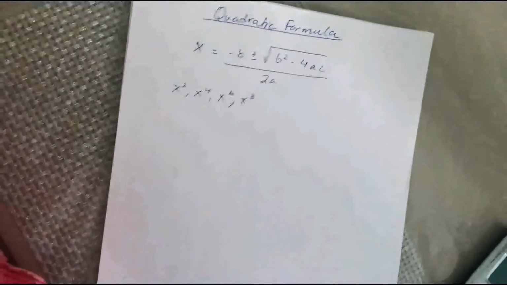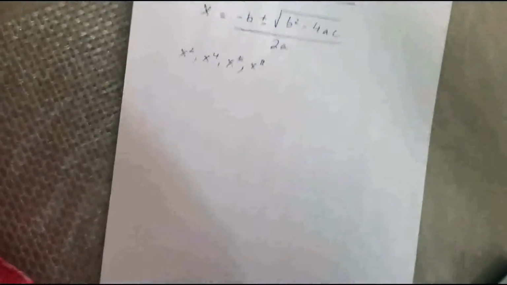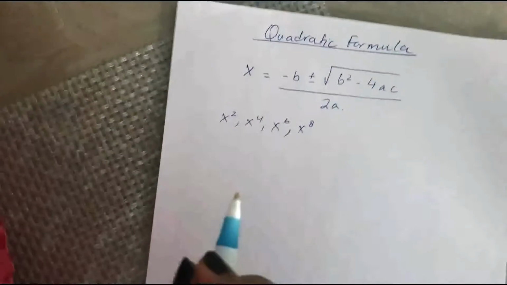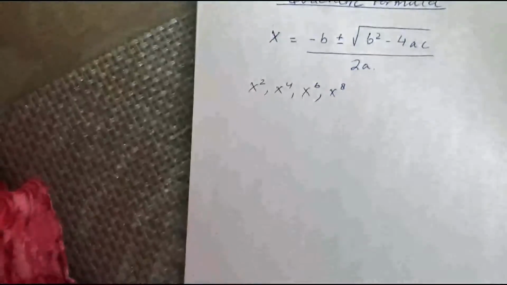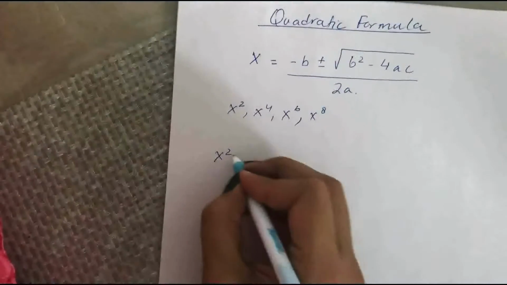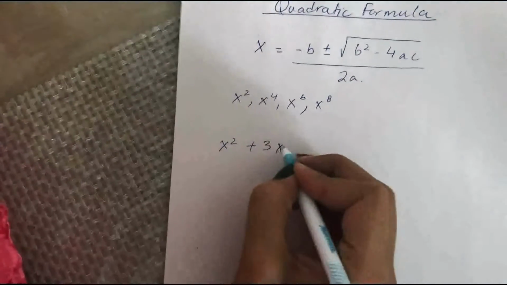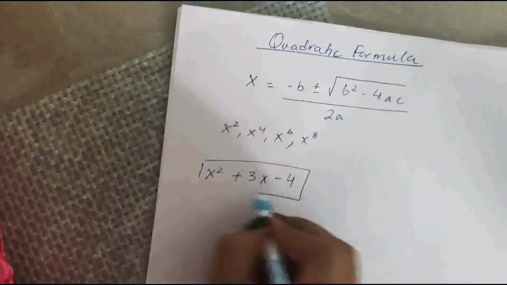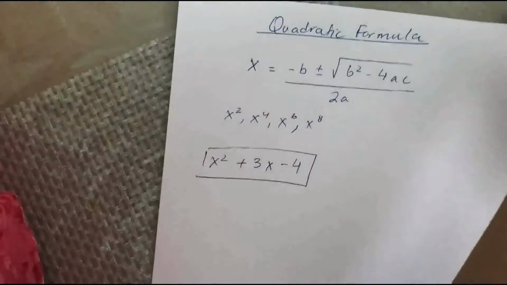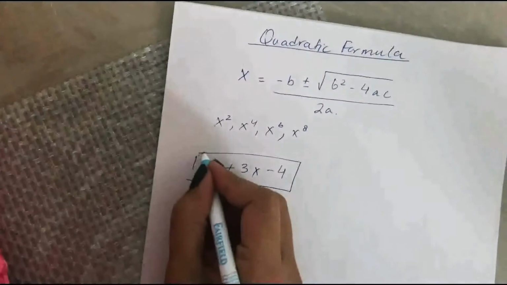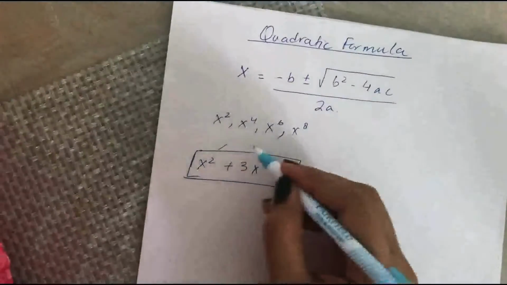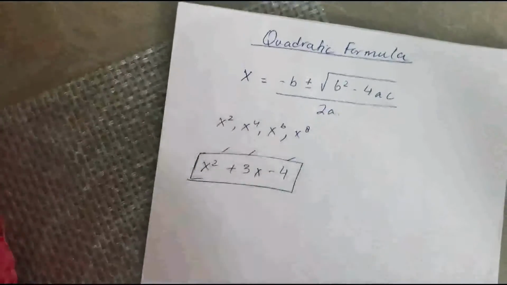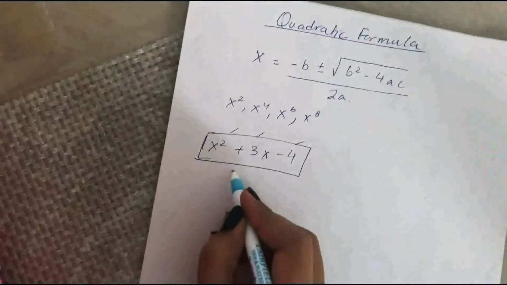So let's go ahead and start with one example. The example that I have is this: x squared plus 3x minus 4. This is a polynomial equation. This is polynomial because we see 3 terms in here. And we can solve this equation in 2 ways.